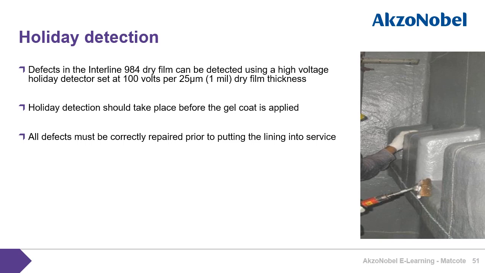Holiday detection is basically a power supply within the detector which generates a high DC voltage which is supplied to a suitable probe. As the probe is passed over the lining surface, a defect is indicated by a spark at the contact point with an audible alarm in the detector and a visual alarm in the probe handle. All defects must be correctly repaired prior to putting the lining into service. And because we suggest that the detection is done before the gel coat is applied, this ensures that there will be no issues with the finished system.